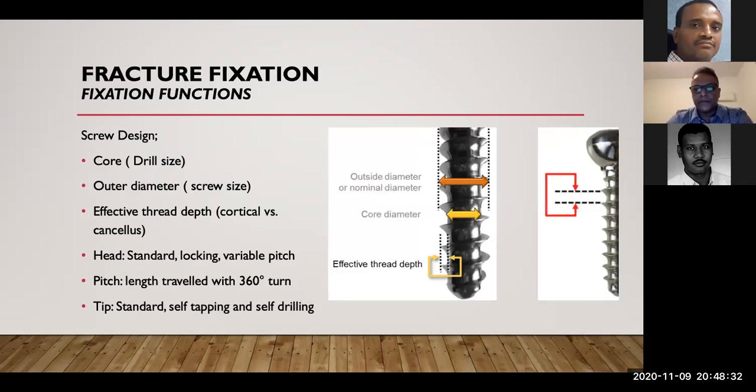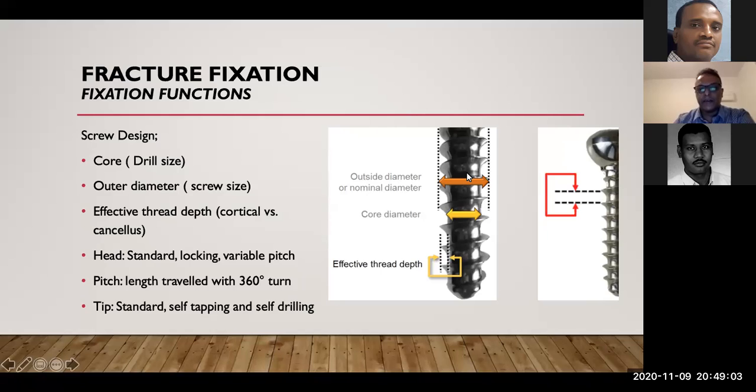Having a deeper look at the screw itself, it has a variety of parts. So the core of the screw, which is these yellow arrows, is the size which we need to drill to fix the screw to the bone. The outer diameter of the screw is the normal diameter we call the screw by. If we say 4.5 screw, we always mention this.